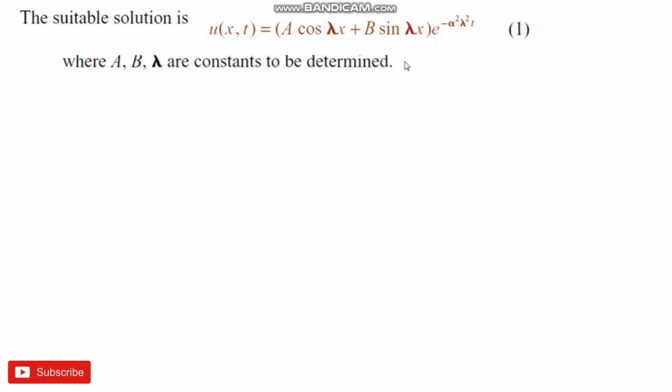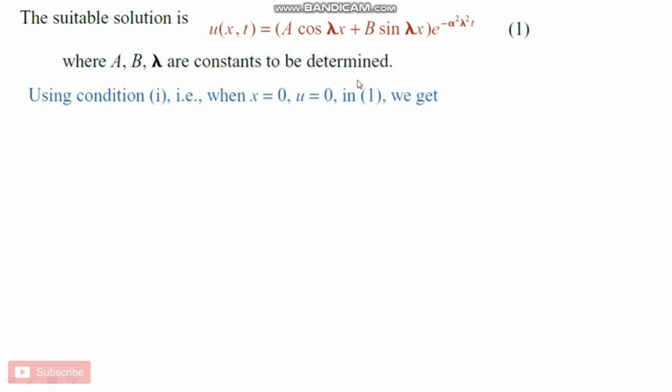The suitable solution to the one-dimensional heat equation is u(x,t) = (A cos λx + B sin λx) e^(-α²λ²t), where A, B, and λ are constants to be estimated.